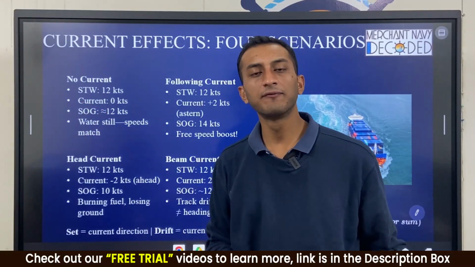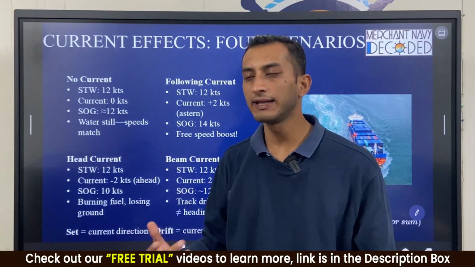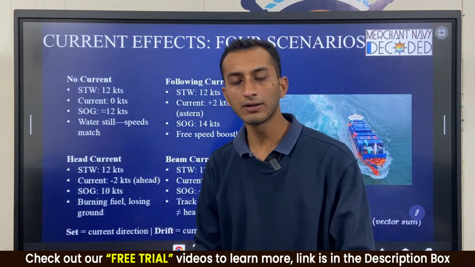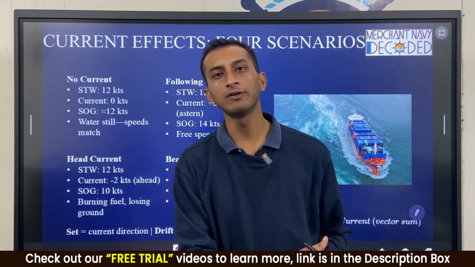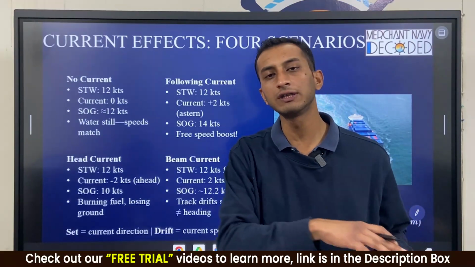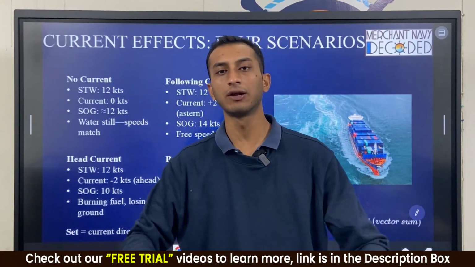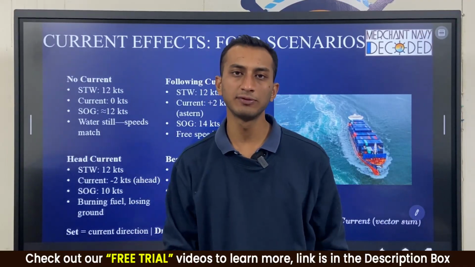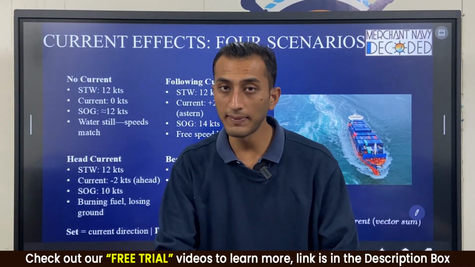So if we are not supported by the current or anything, the speed over ground becomes 12 knots, because there is no current, no wind, no waves. So speed over ground is equal to speed through water. Whatever distance the ship is making over the water with respect to the water around it, she will be making the same amount of distance with respect to the seabed, because there is no current available.